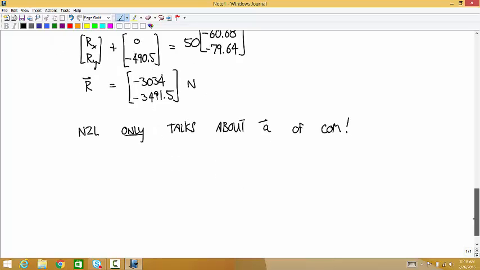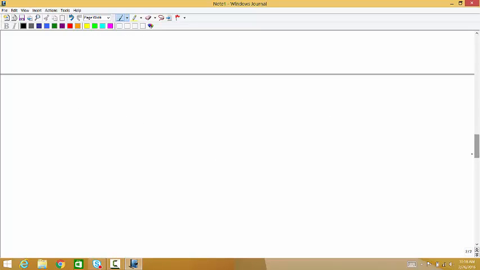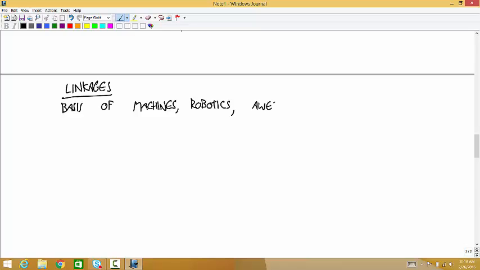All right. Well, let's talk about linkages. Linkages are the basis for every kind of machine, robotics. Linkages, it's awesome. Awesomeness. It's the basis of awesomeness.